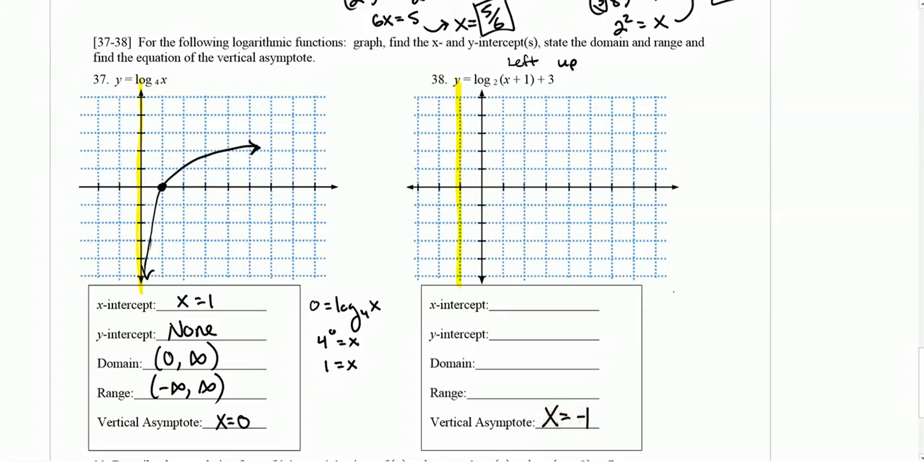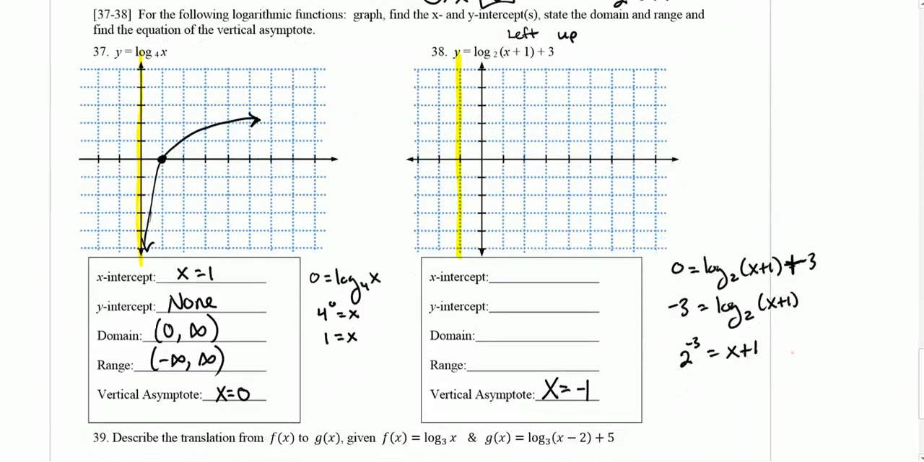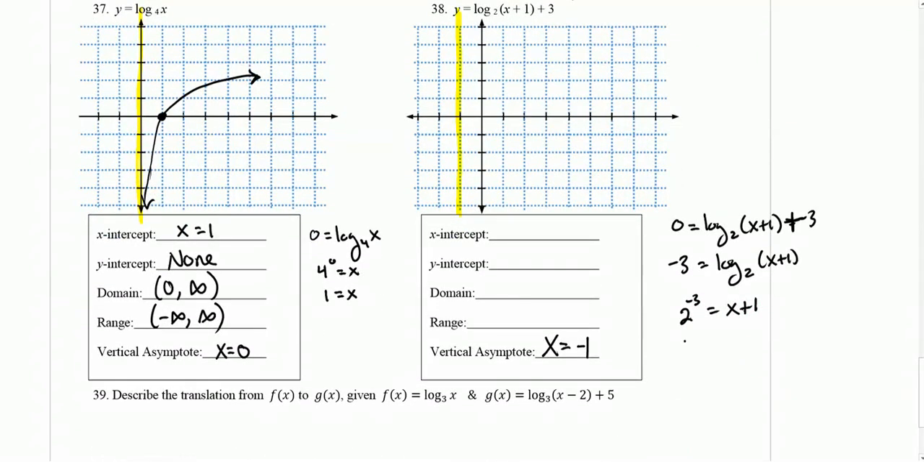For the x-intercept, I'm going to plug in 0 for y. And then, oops, that should be plus 3. Subtract 3 from both sides. And then when you change it out of log form, you get 2 to the negative 3 power equals x plus 1. 2 to the negative 3 means 1 over 2 to the 3rd, which is 1/8.